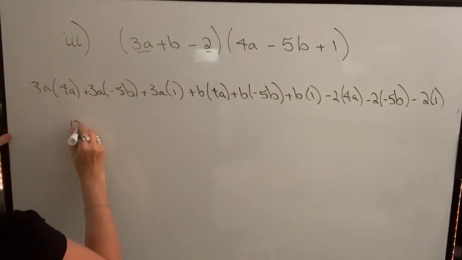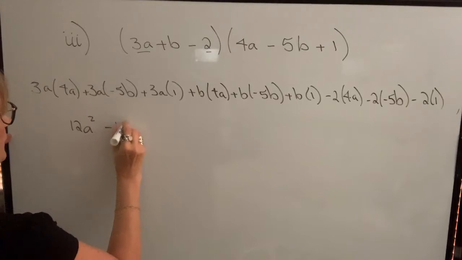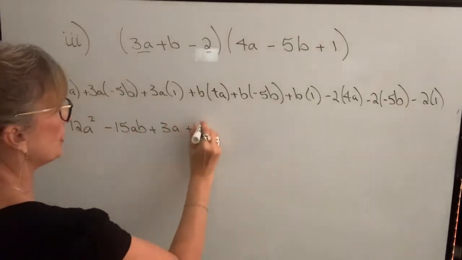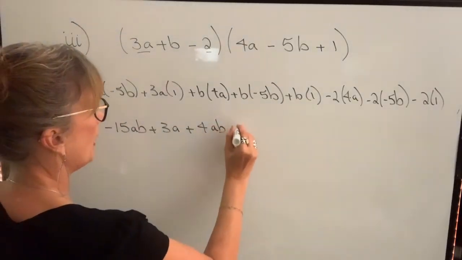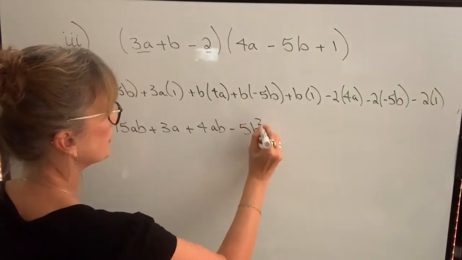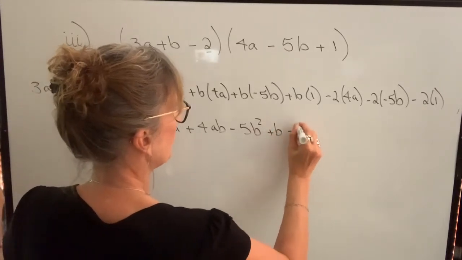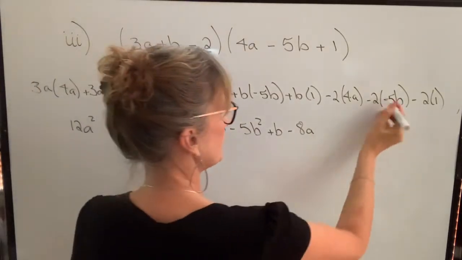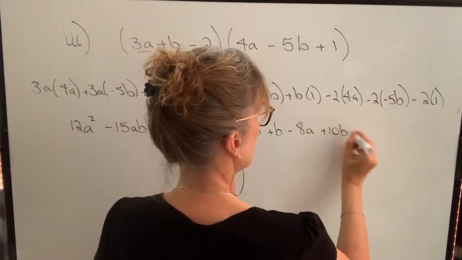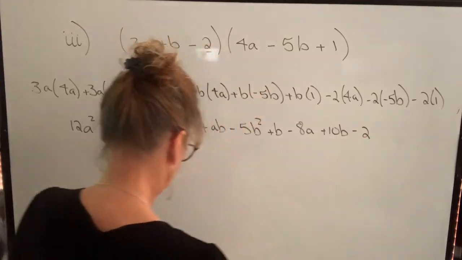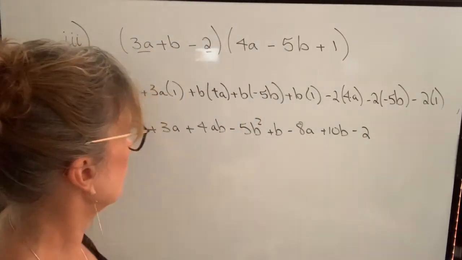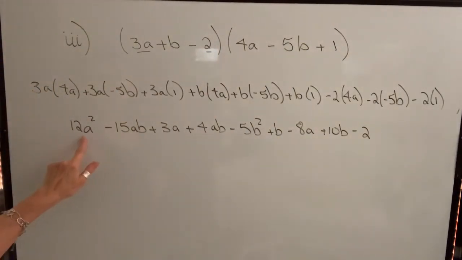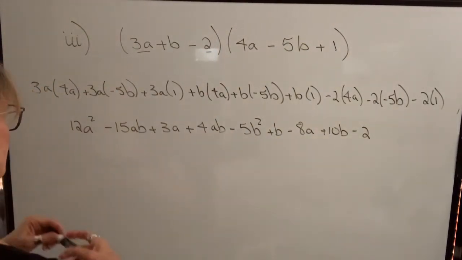So I have 12a squared minus 15ab plus 3a plus 4ab minus 5b squared plus b minus 8a minus a negative times a negative will be a positive, so that will be plus 10b minus 2. Now I'm going to see what terms are like terms so that I can combine them. Do I have any other a squared terms? No.